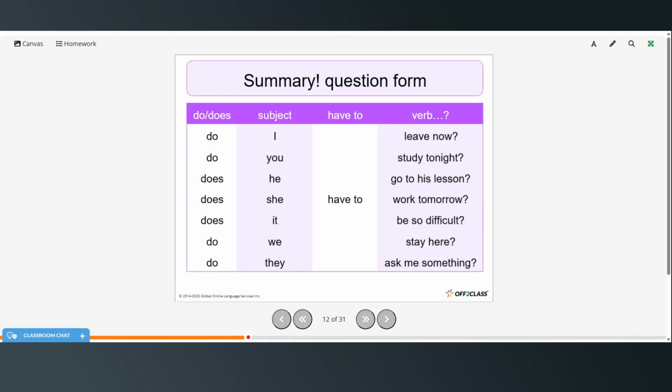Okay, so summary for question form. Do I have to leave now? Do you have to study tonight? Does he have to go to his lesson? Does she have to work tomorrow? Does it have to be so difficult? Do we have to stay here? And do they have to ask me something? And you can see that with he, she, and it, we use does, but the have to always stays the same.